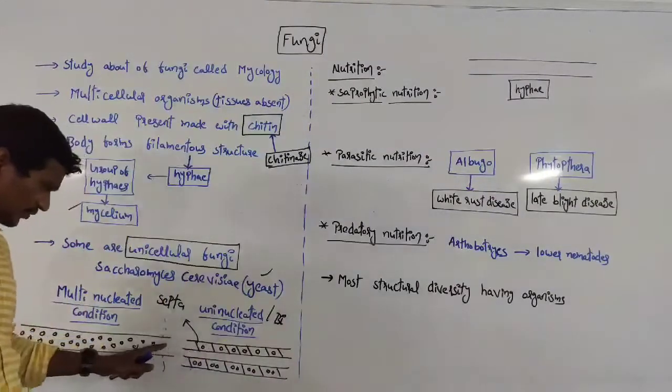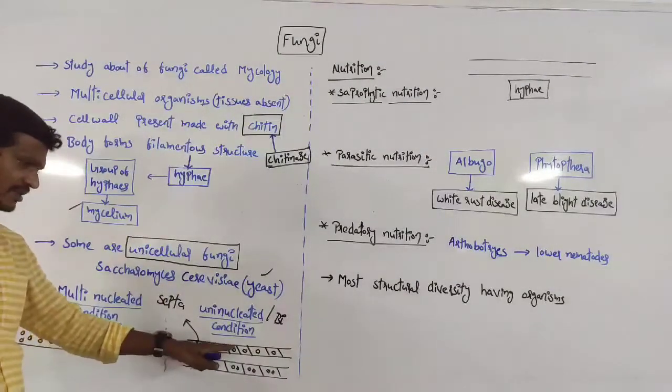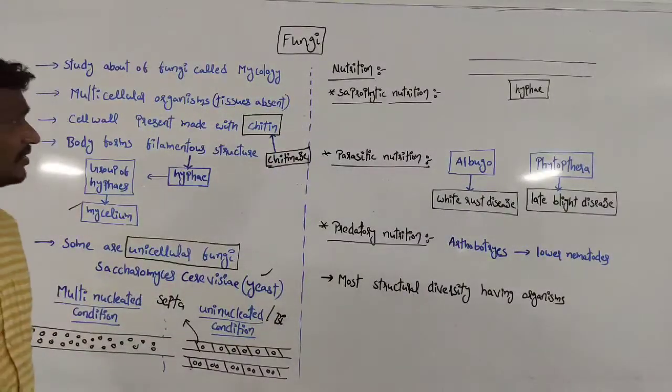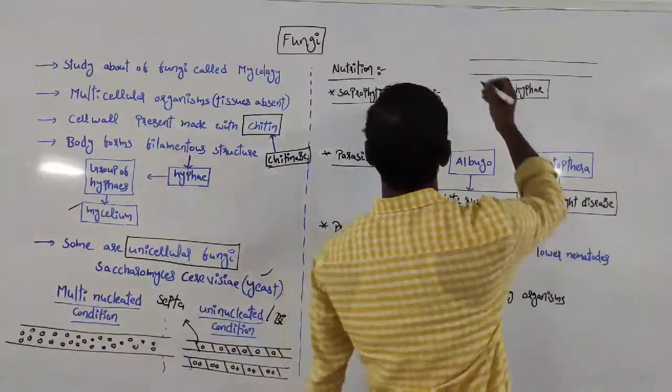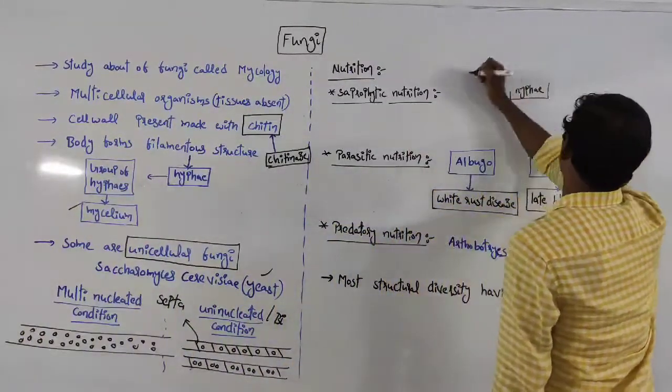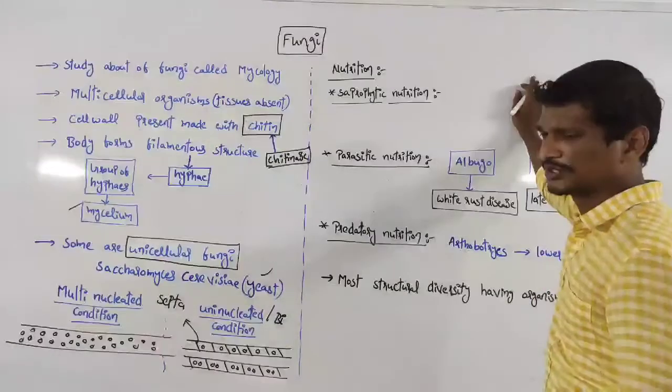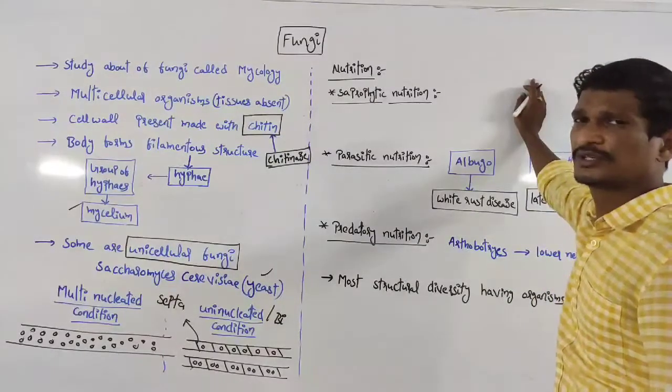Septa are nothing but cross walls. These are the septa. Septa are nothing but the cross walls. Right? And coming to the nutrition process, the majority of the fungi are saprophytic in nutrition. Sir, what is saprophytic nutrition?